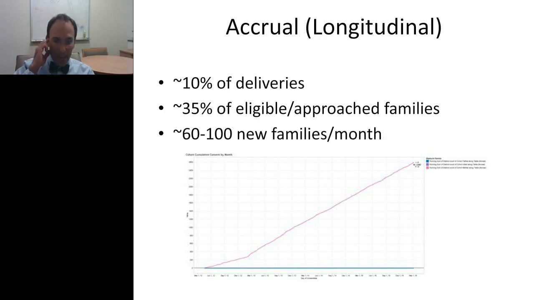I know this slide is hard to see, but this shows you the accrual rate. We get about 60 to 100 new families a month in the longitudinal study. It ends up being a little more than a third of eligible approached families enroll, and about 10% of deliveries in our main hospital. The inflection point that you see here is when we added what's called the Inova Cares Clinic, a clinic for the uninsured and underinsured. So we started getting more patients when those folks started enrolling.